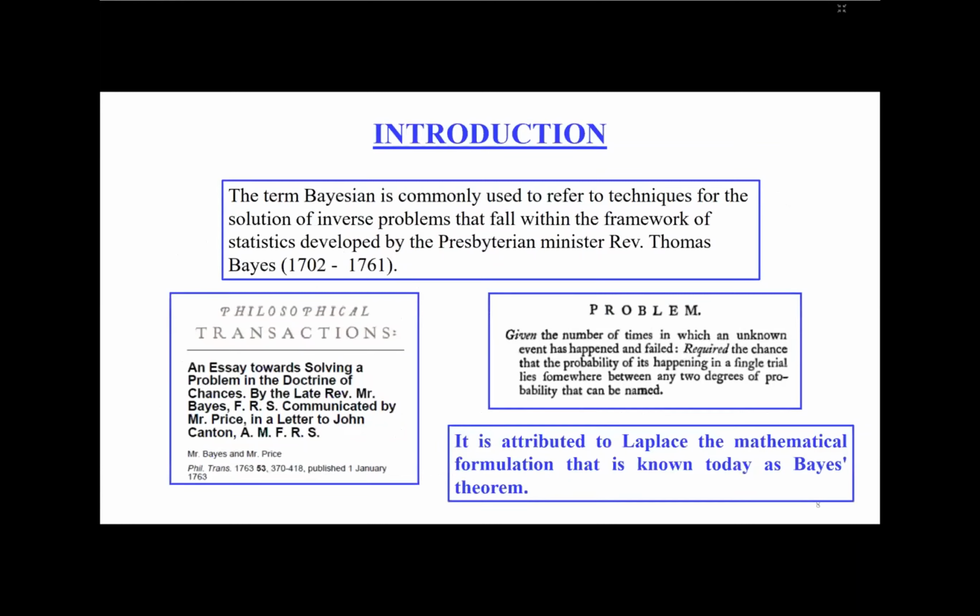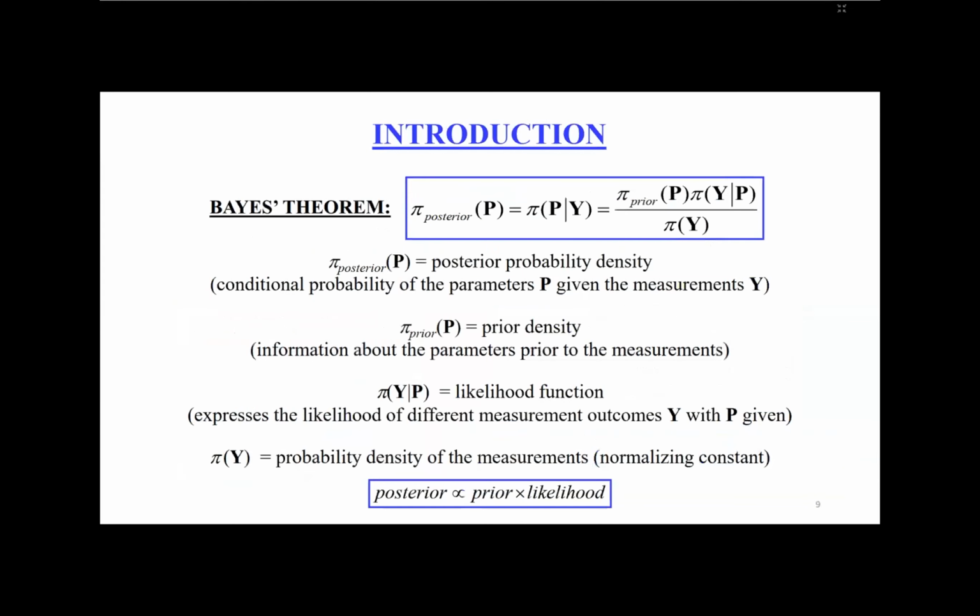The term Bayesian is commonly used to refer to techniques for the solution of inverse problems that fall within the framework of statistics developed by the Presbyterian minister, Thomas Bayes. Such framework was actually established after Bayes' death, when his friend Richard Price published Bayes' results in this paper. On the other hand, it is attributed to Laplace the mathematical formulation that is known today as Bayes' theorem.